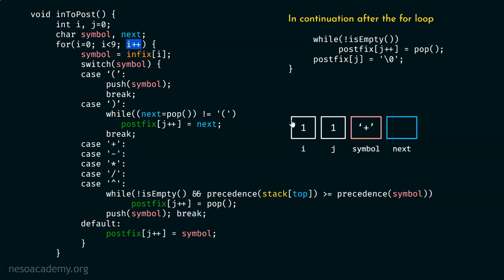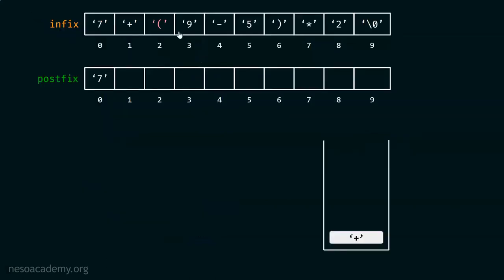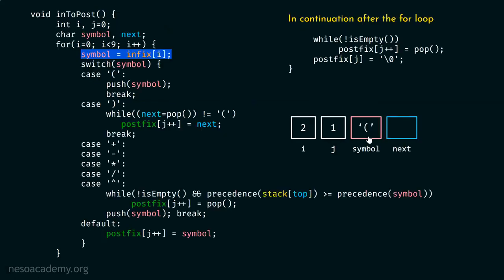I++, I will get incremented by 1. Then after this we'll check this condition: is I less than 9? Yes, I is less than 9. So we'll get inside. Again we will obtain some symbol. Infix of 2 is this symbol. We'll get a left parentheses, right? So we'll put this over here in the symbol variable.